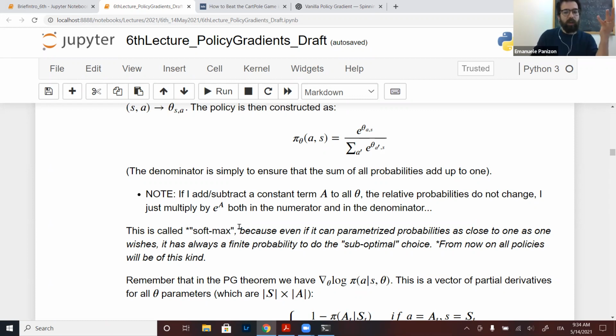And also, it's very important that it has a way to always have a finite probability. It can share probabilities in a very standard way. For example, if all weights are the same, then the probability is uniform. Okay, and the weights can be whatever they want. So actually, this policy can parameterize any finite distribution of probabilities.